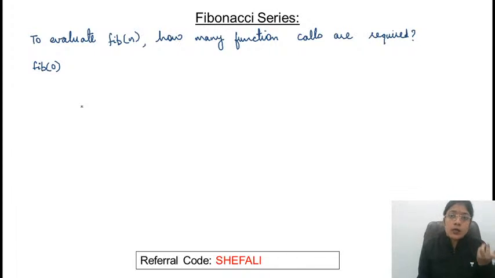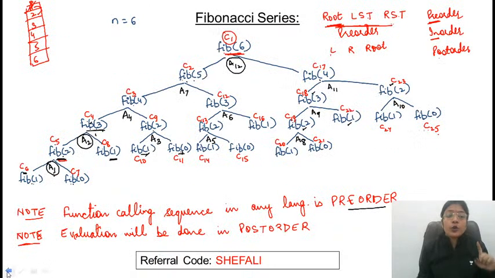Fibonacci 0 is the termination condition, but खुद को तो इसने call किया है. Fibonacci 0 is one function call. It is contributing 1 to the number of function calls, right? Termination condition का मतलब क्या है? Further it is not making any function call, but खुद को तो call किया ही है, right? So for Fibonacci 0 and Fibonacci 1, how many function calls are there? For Fibonacci 0, one function call. Fibonacci 1, one function call.